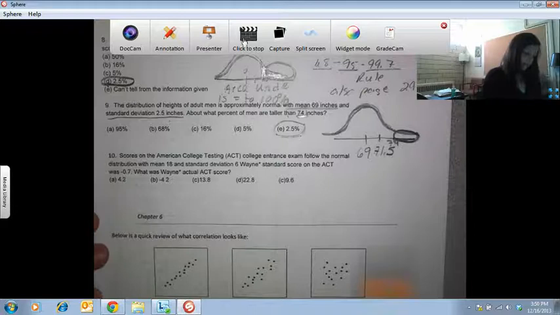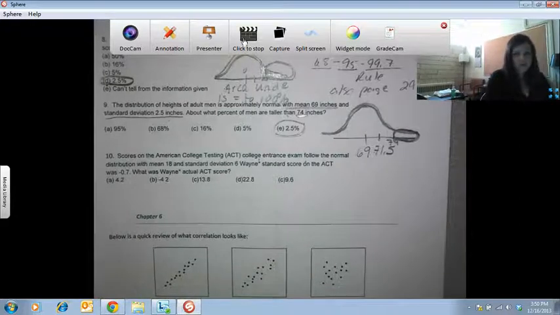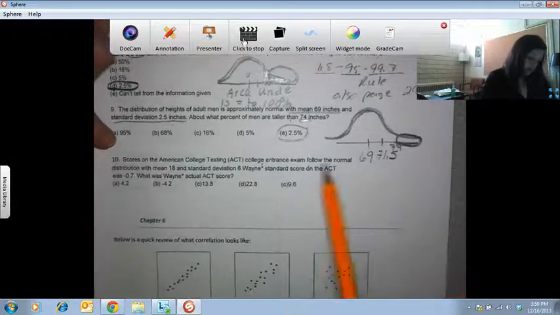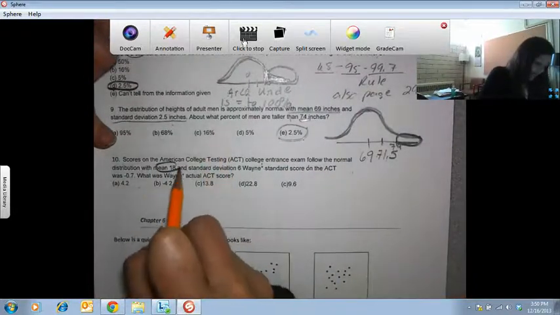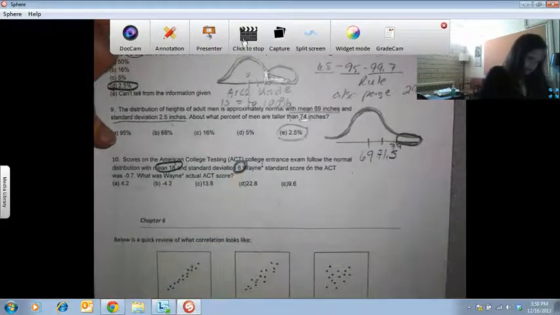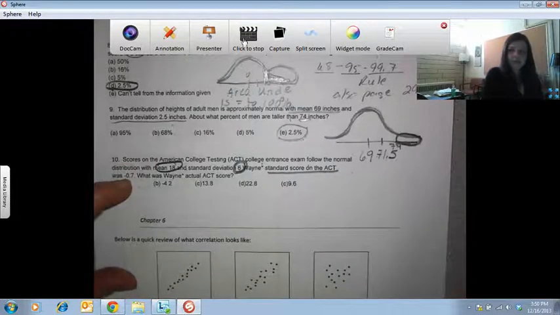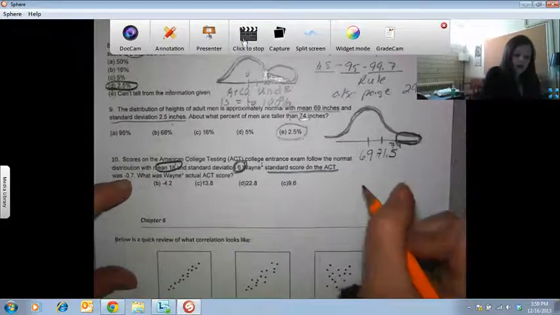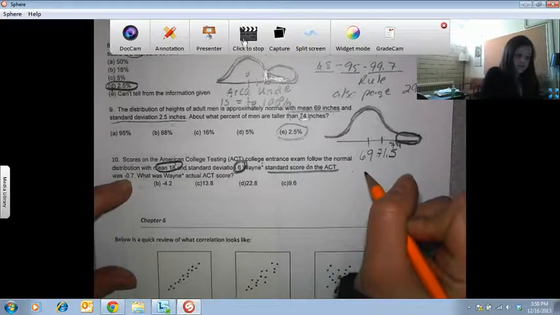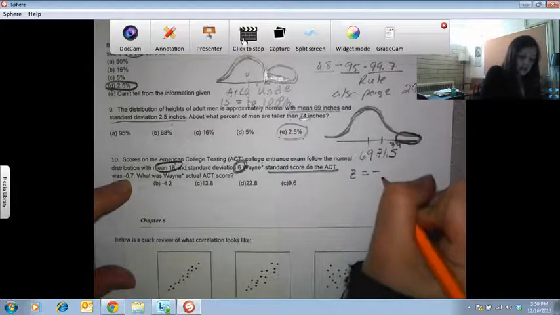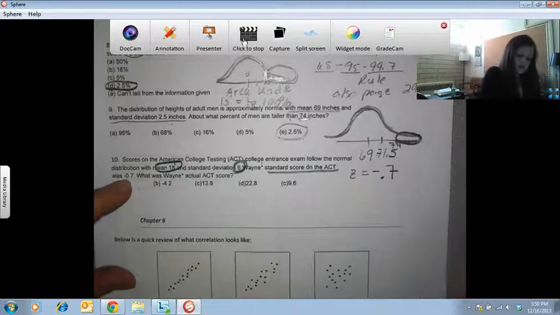Okay. Scores on the American College Testing College Entrance Exam follow the normal distribution. Most standard tests are going to follow this distribution. It gives us the mean, gives us the standard deviation. His standard score was -0.7. So since it said standard score, I know I'm going to use that formula from the other page for standard score that we just did. But this time, I know z is equal to negative 0.7. Okay, so that means I can put that here.